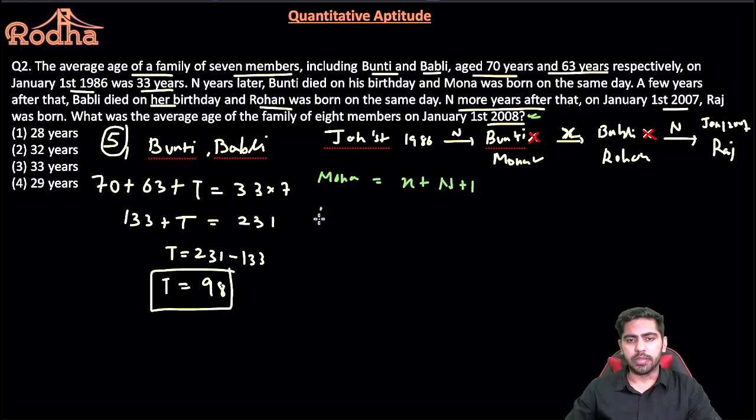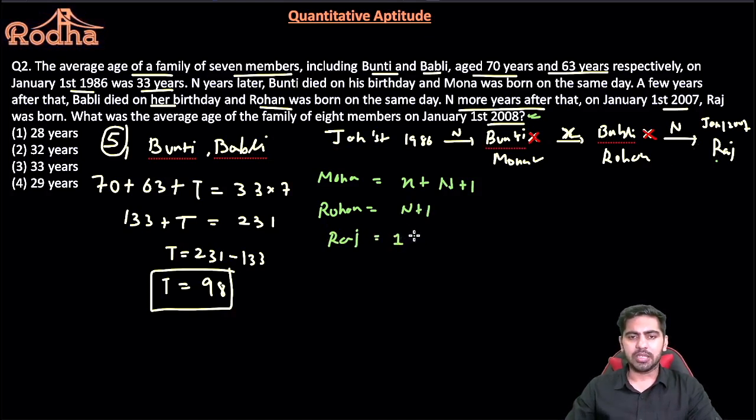What about Rohan? Let's find out about Rohan. Okay, so Rohan is, I can say, n plus 1 years old at present, because after n years Raj is born, right? And can I say Raj is nothing but only 1 year old? So Raj is exactly 1 year old, right?